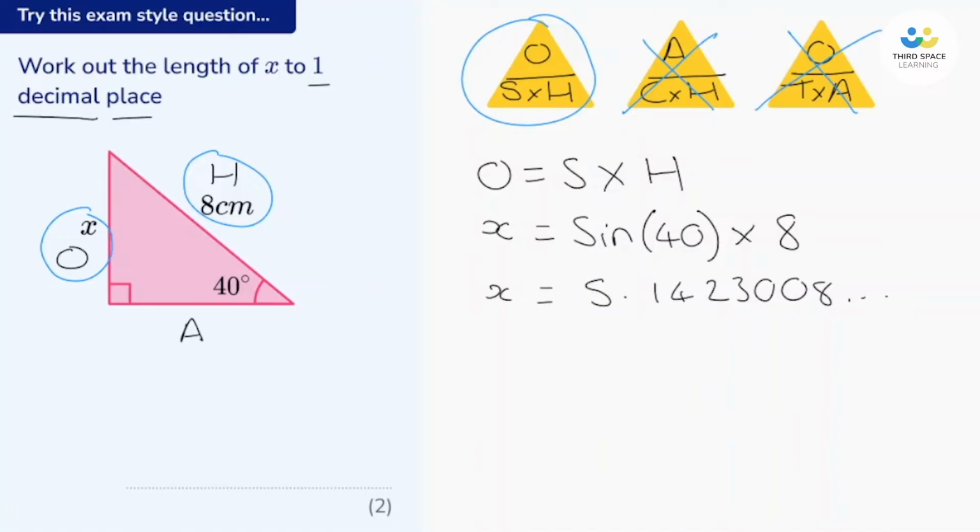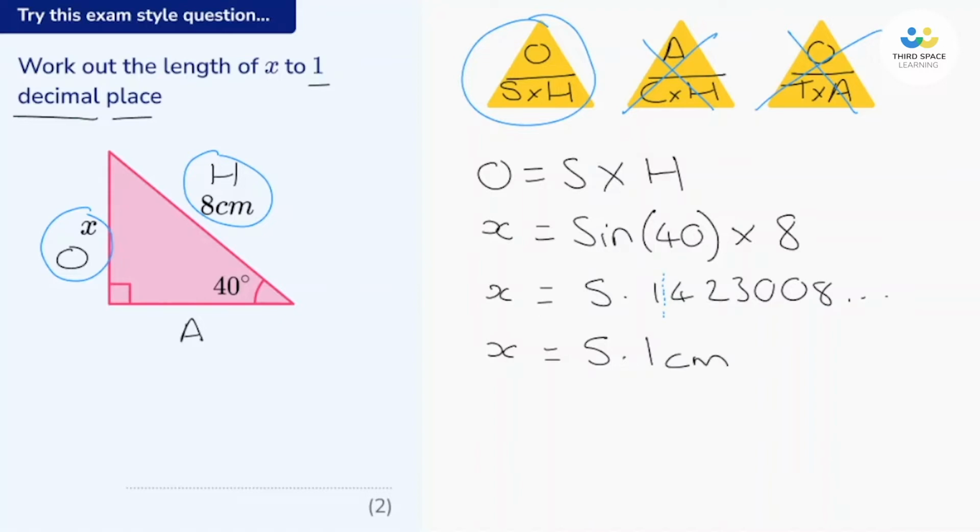So let's round it. Well, the 1 is in the first decimal place, so let's draw a line to the right of it. And that 4 on the right, well, that 4 is lower than 5. So that means we're going to round down. So we get 5.1 centimetres.